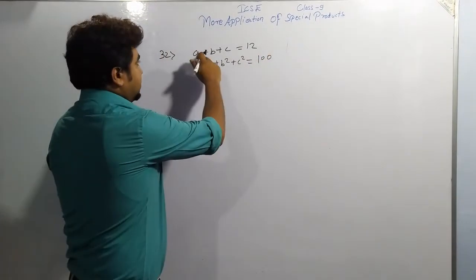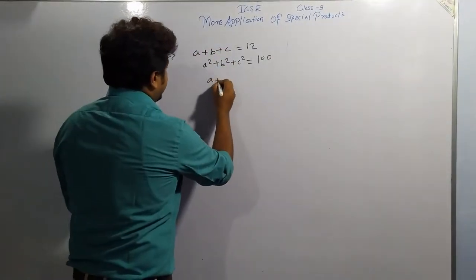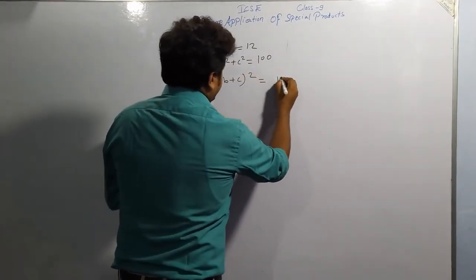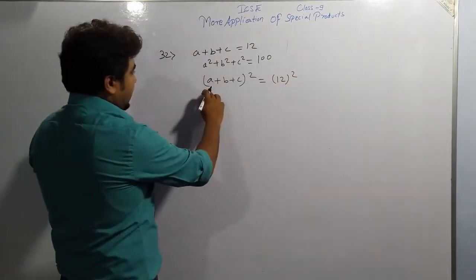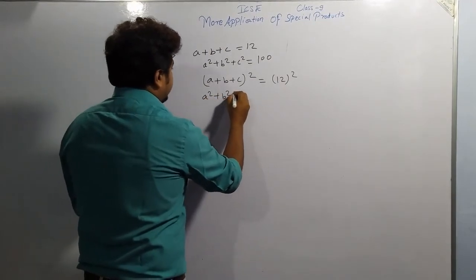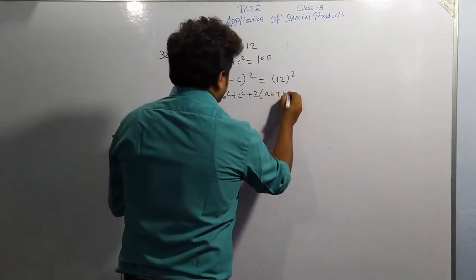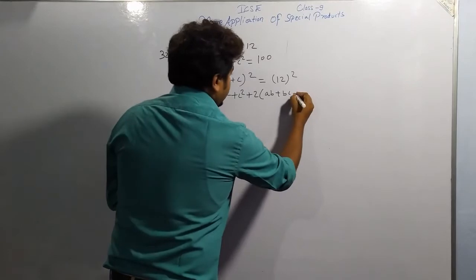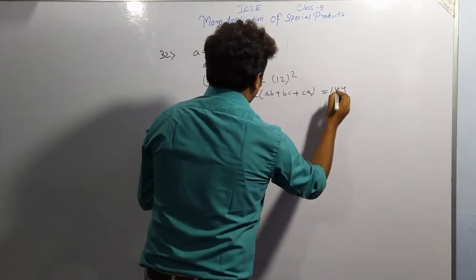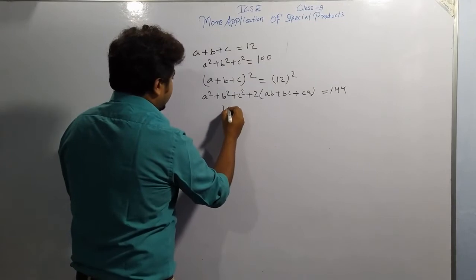Now we see that three terms are there, a plus b plus c. So we can find a plus b plus c whole square is equal to 12 square. Now we know the value of this. a square plus b square plus c square plus twice of ab plus bc plus ca is equal to 144. So a square plus b square plus c square value is given to us as 100.